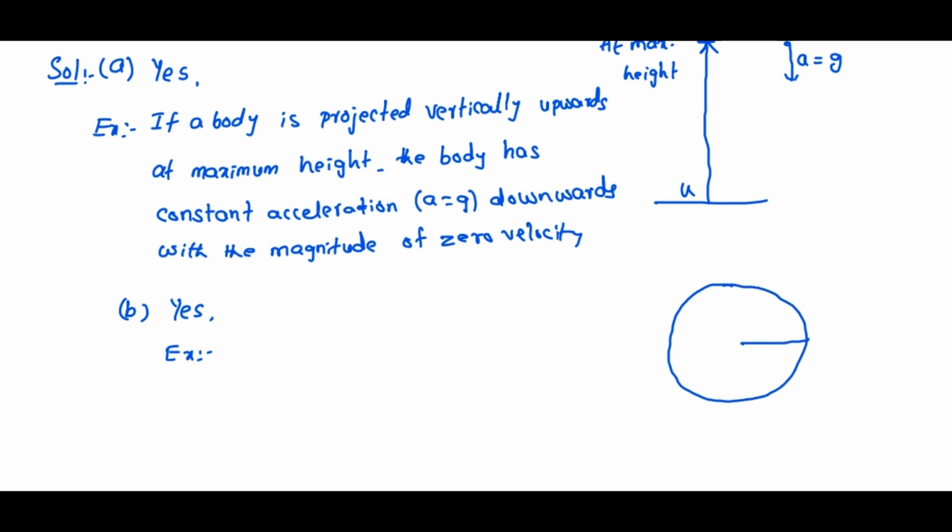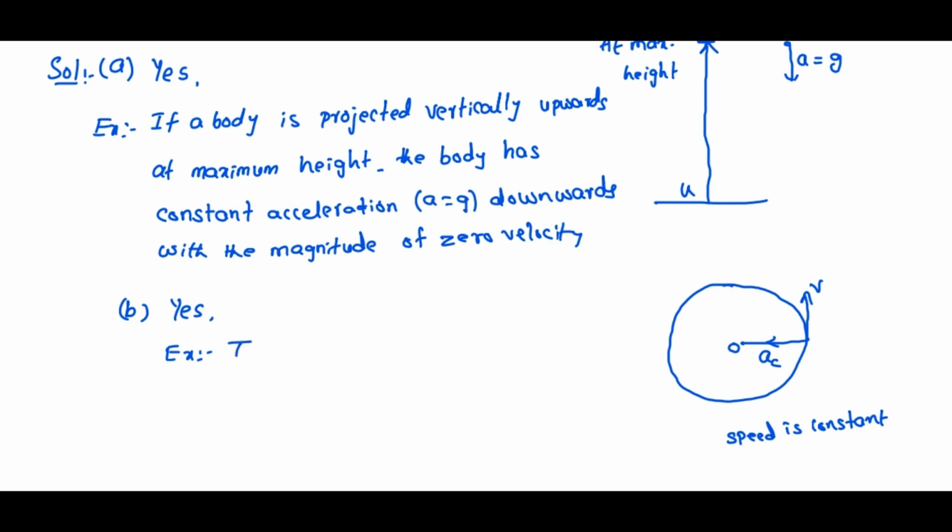at each and every point the speed of the body remains constant. Speed is constant, but its direction changes continuously from point to point, and the acceleration will be developed because of the change in direction, that is towards the center of the circle. That acceleration is called centripetal acceleration. So we can write the example.